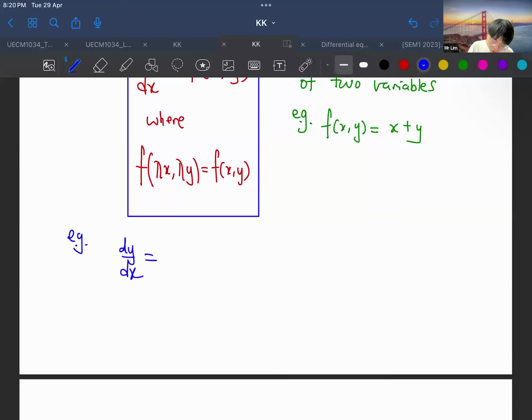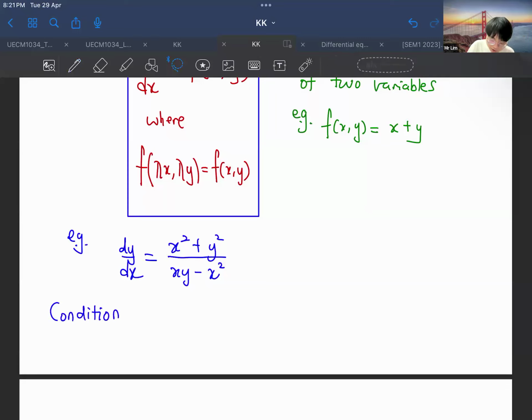dy/dx equal to (x squared plus y squared) over (xy minus x squared). Let's say. Now, you cannot yet say this equation is a homogeneous DE. Not yet. You have to check that the condition is satisfied. So let's check the condition.